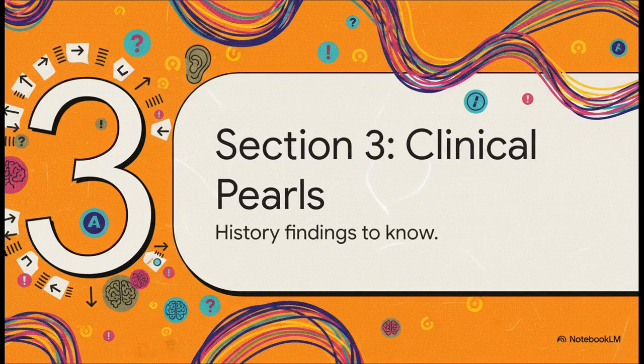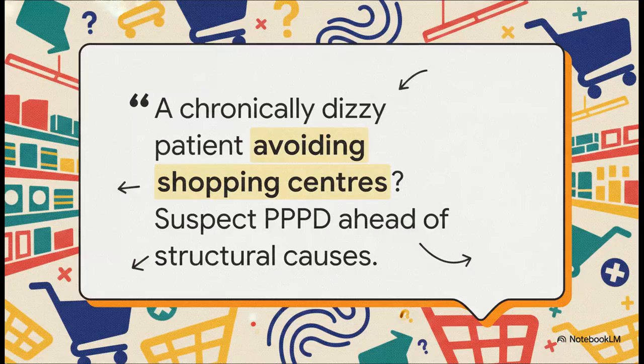Now, I want to share two absolute gems with you. These are incredibly high-yield clinical pearls that come directly from the history, and you just cannot afford to miss them. Here's the first one, and it's a beauty. For any patient with chronic dizziness, ask them this specific question. Do you avoid supermarkets? It sounds almost too simple, doesn't it? But if they say yes, your suspicion for PPPD should shoot through the roof. It is one of the single most specific clues you can get.